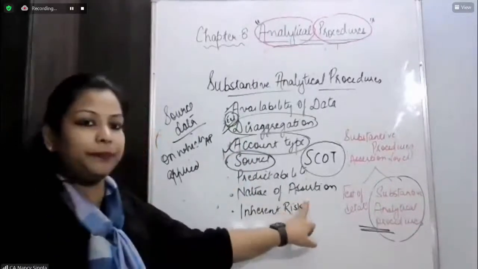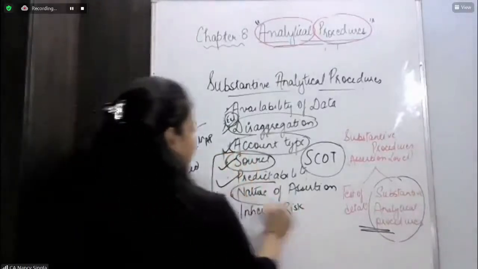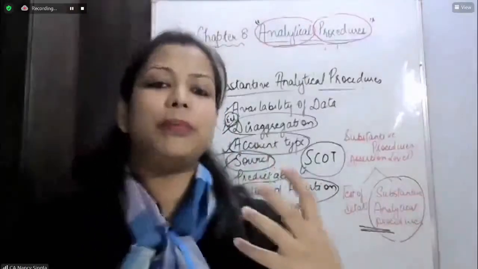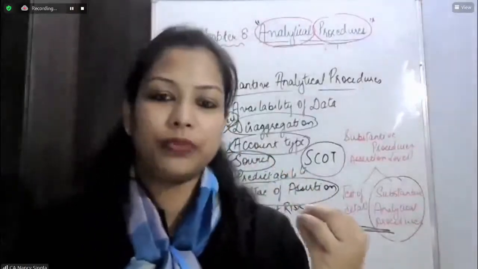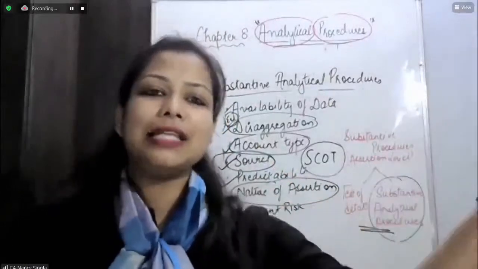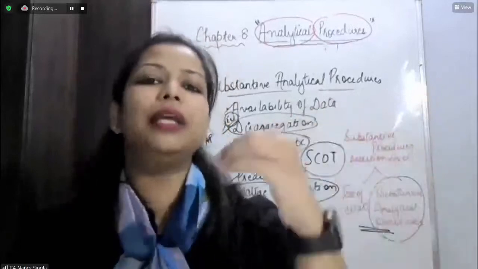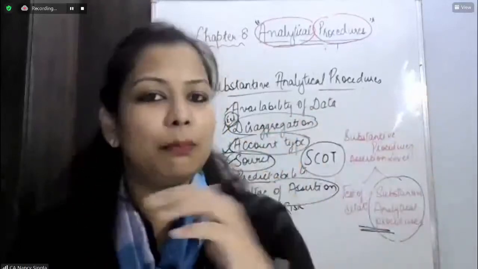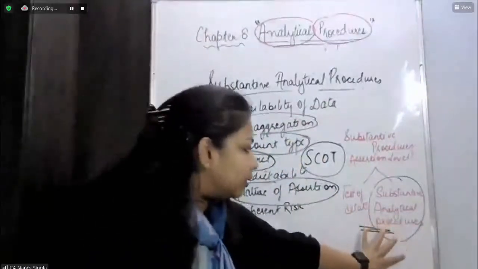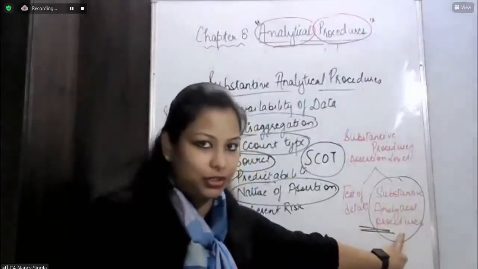Nature of assertion. Next is, I'll take you through the module, nature of assertion. What is meant by that? Suppose I have to see the measurement of traveling expense. What is measurement? One of the assertions. So I can say that last year the traveling expenses were 1 lakh. This year I'm expecting an increase of 5%. So I can measure. This assertion I can consider by performing substantive analytical procedure.